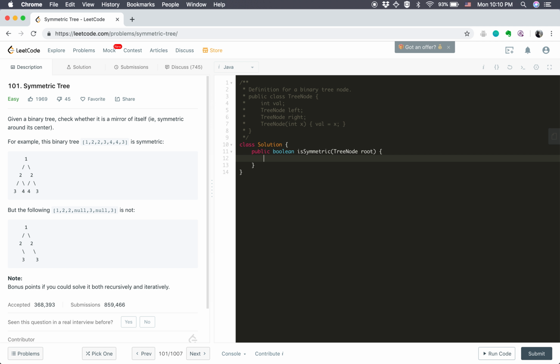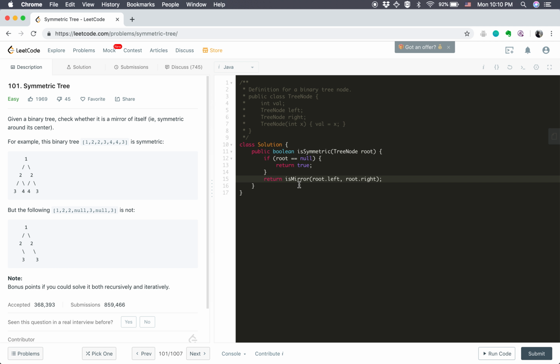The first thing, like I said, we have to check the head node. So if the root is null, then obviously we're gonna return true. After we check the head node, we need to divide the tree into two parts to check if the left subtree is actually mirroring the right subtree. So we just return, maybe we write a function like isMirror, with root.left and root.right.